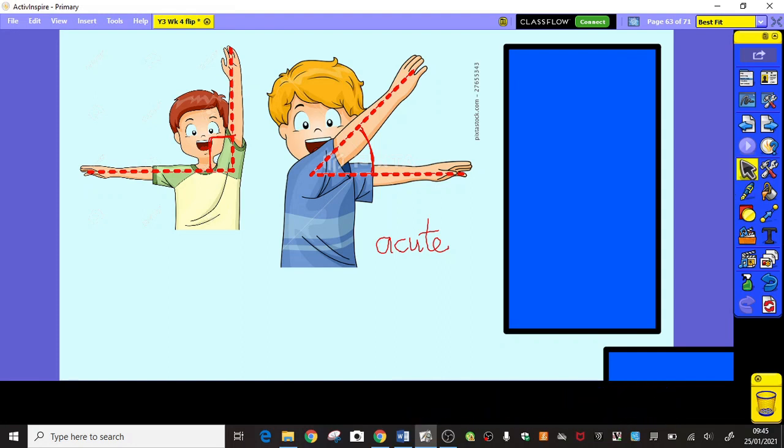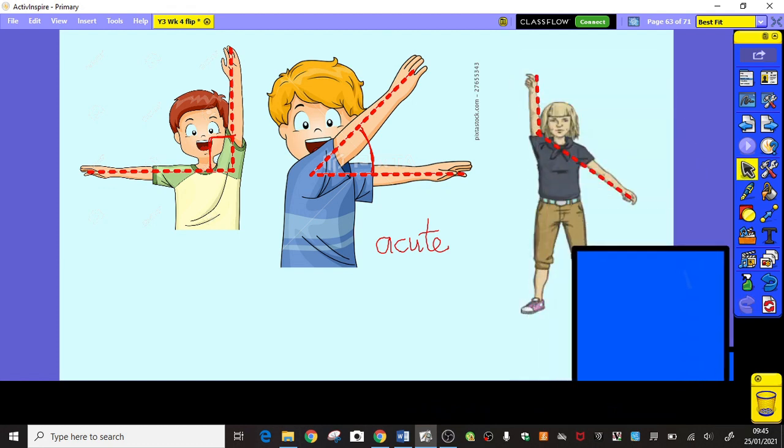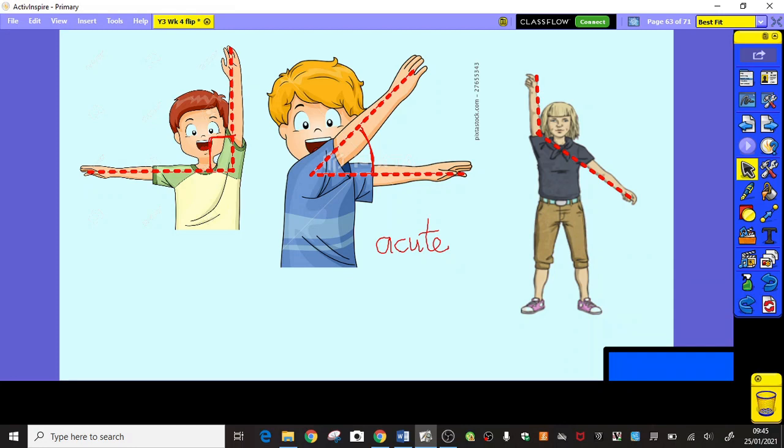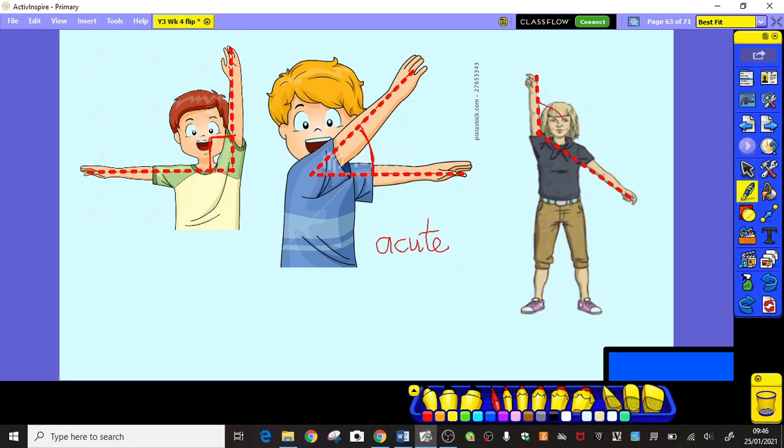Now then, put your angle arms back up to a right angle, and then we're going to ask you to keep the arm that's pointing upwards up, but then let the other arm slowly go down towards your legs. And then that's making an angle which is larger than a right angle. And that is called an obtuse angle.